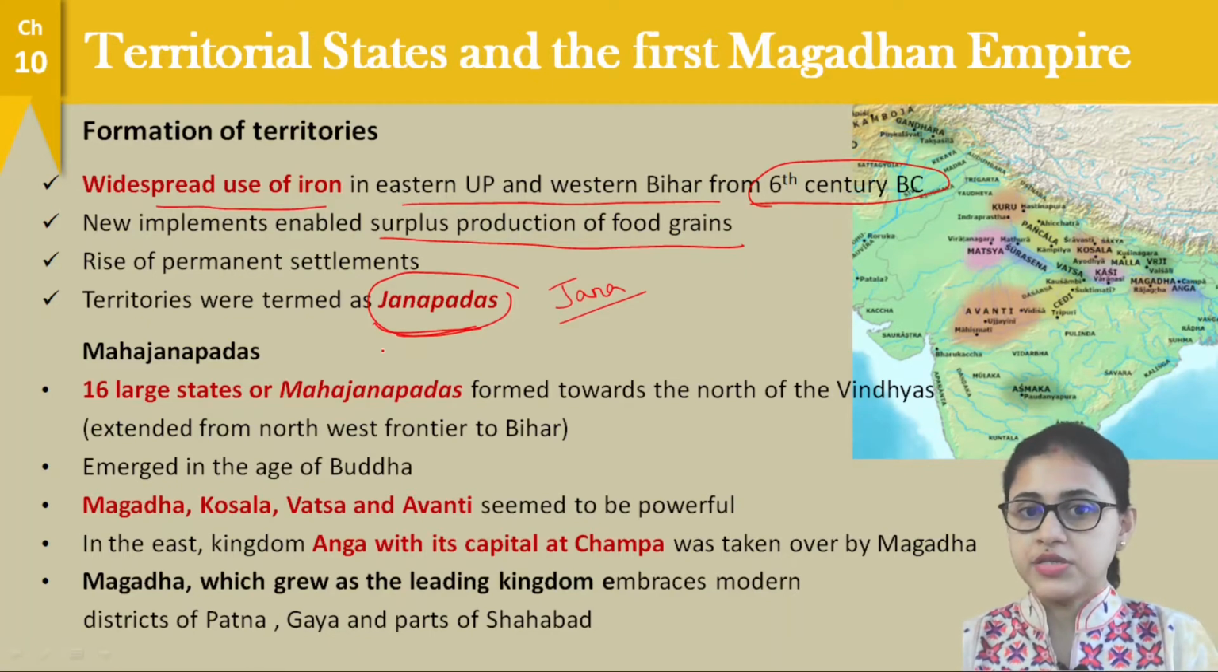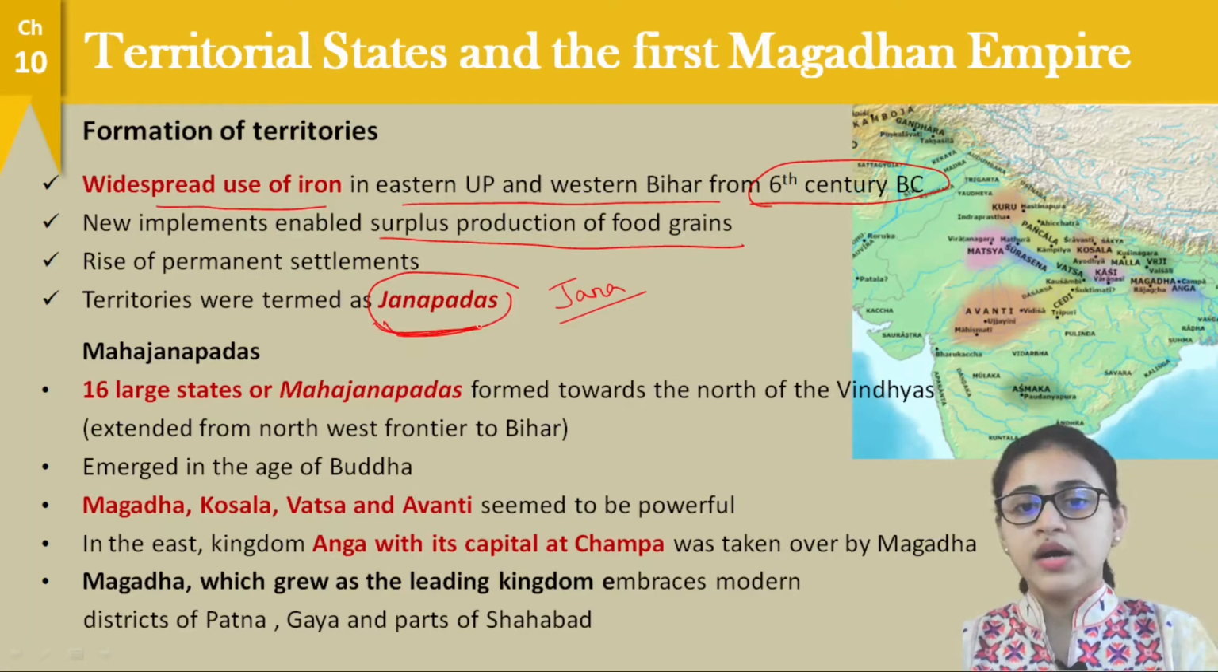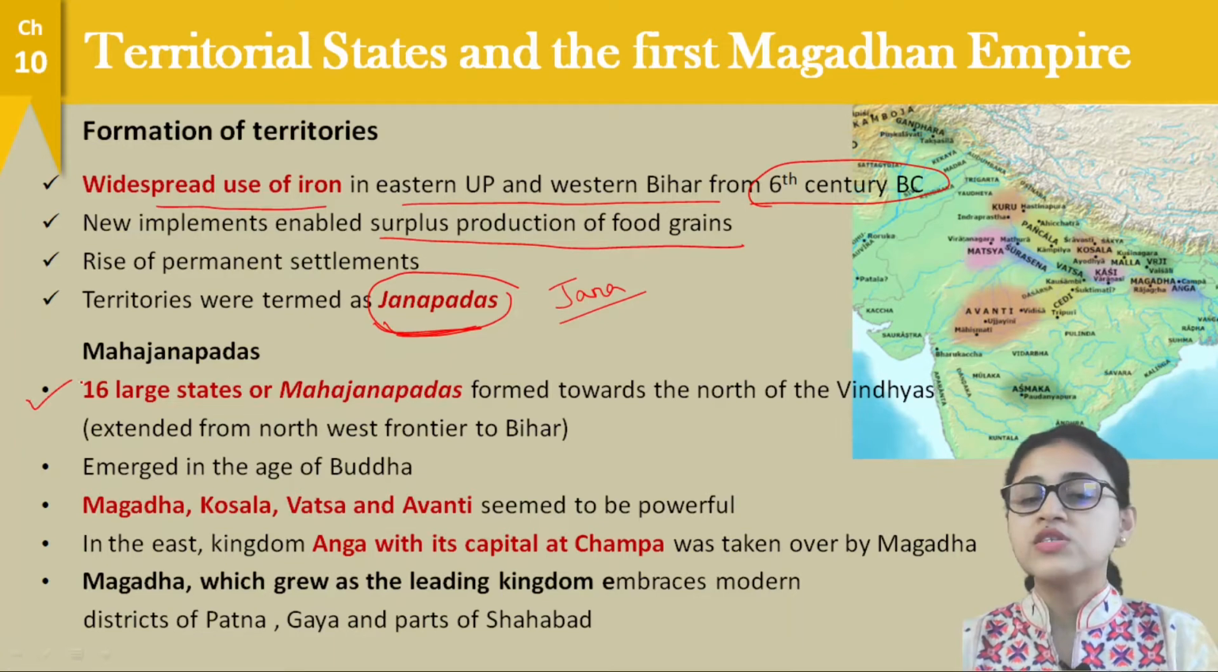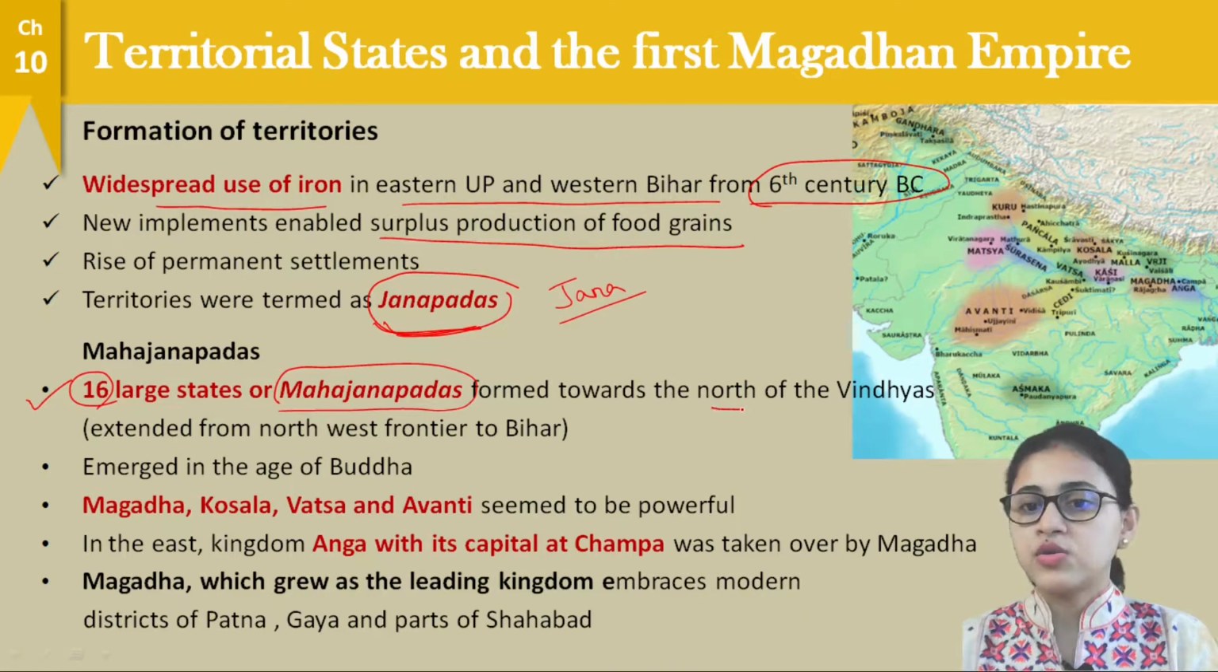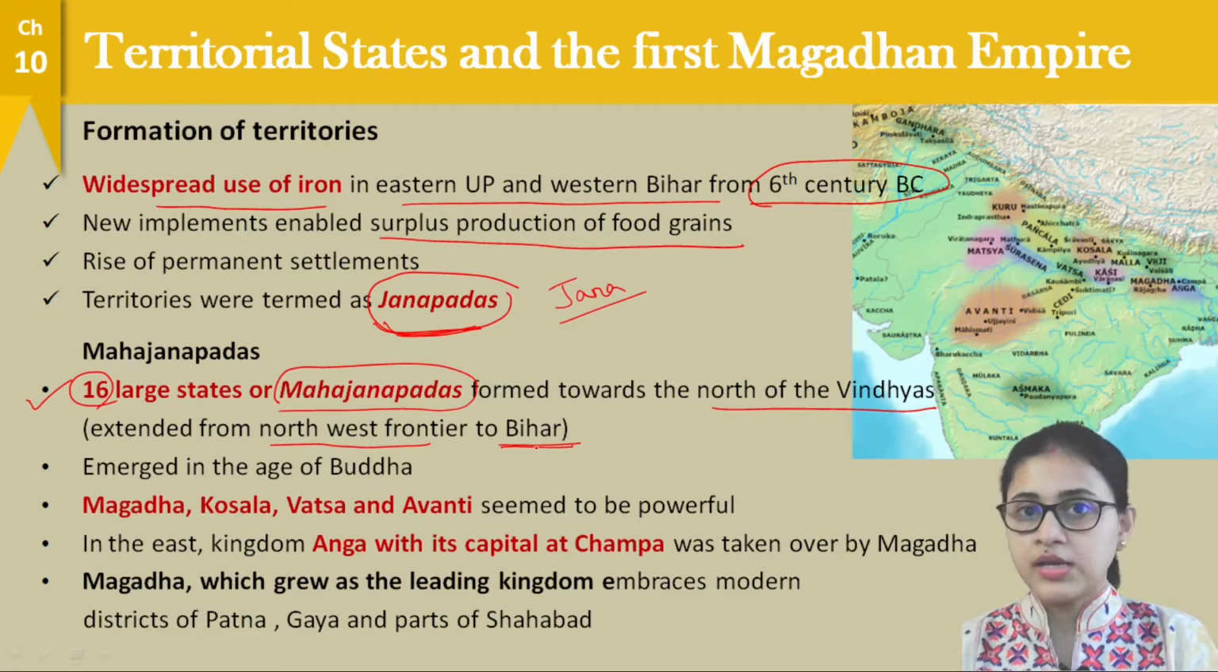Janapadas means territories. Now, during the age of Buddha, from some Buddhist texts, we come to know that there were 16 very large states, which were referred to as the Mahajanapadas, right? Because they were larger territories, they were called Mahajanapadas. These were formed mainly towards the north of the Vindhya mountain ranges, and they extended from the northwest frontier to Bihar. Right? 16 Mahajanapadas during the age of Buddha. We have evidences of that.